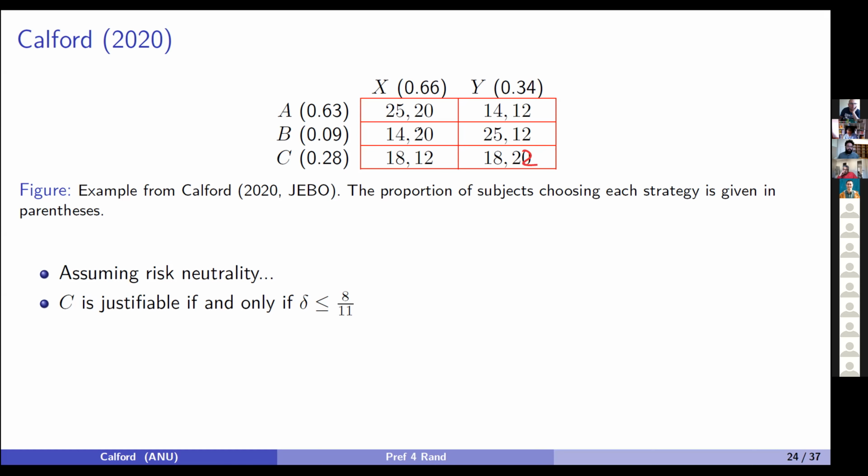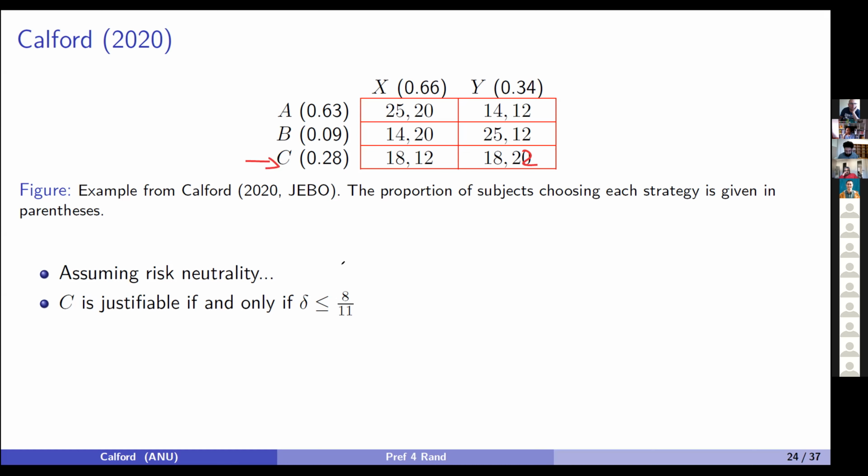The column player is essentially placing a bet: do I think the row player is going to try to guess what I'm going to do, or do I think the row player is going to take the safe strategy? Now, if we assume risk neutrality, and I'll relax this assumption in a minute, then strategy C is justifiable if and only if delta is less than 8/11.